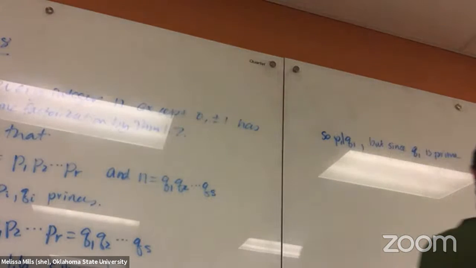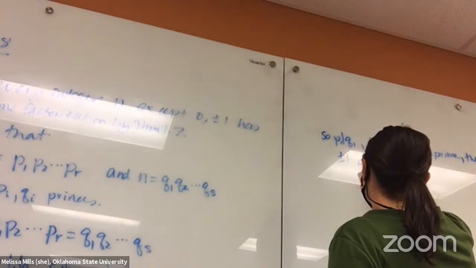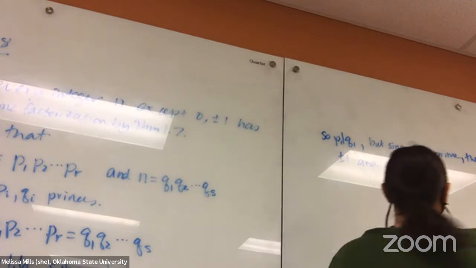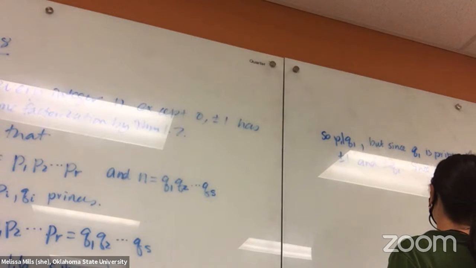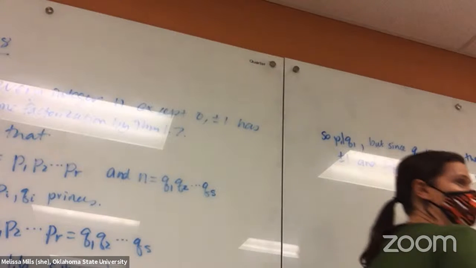So let's write that all out. Since Q1 is prime, we have that the only divisors of Q1 are plus or minus one and plus or minus Q1, right? Since P1 is not equal to plus or minus one because it's prime, we must have that P1 is equal to plus or minus Q1. Okay, do you follow?